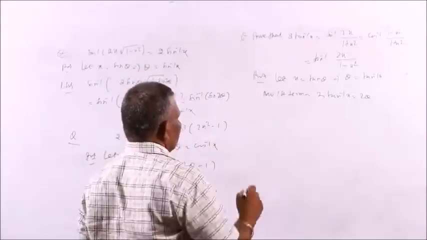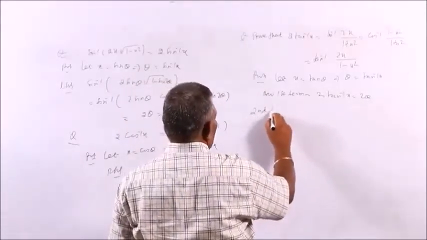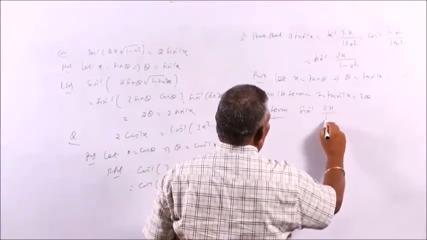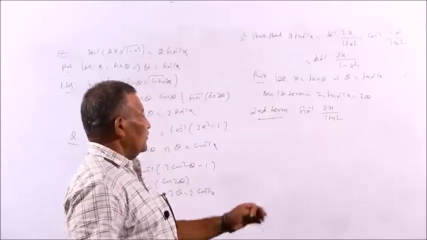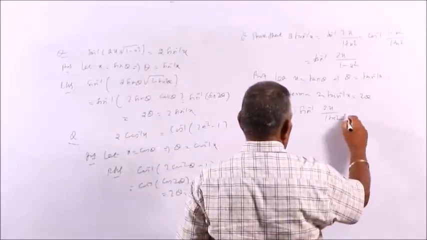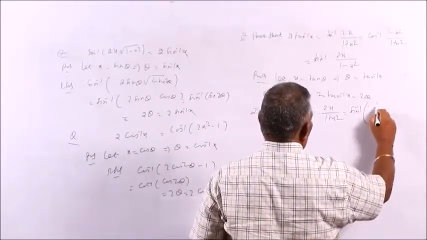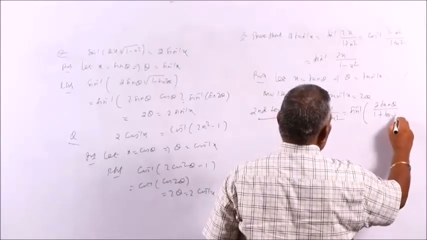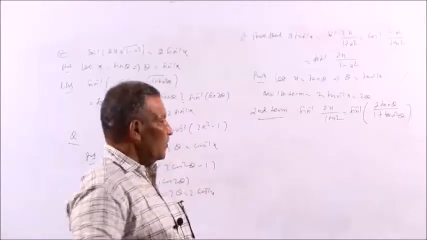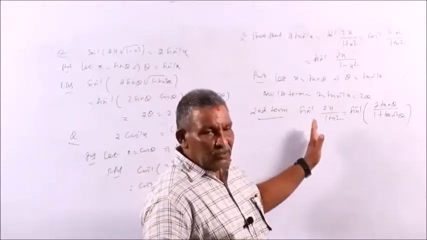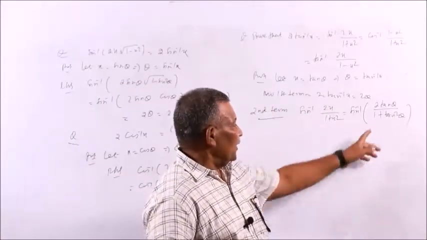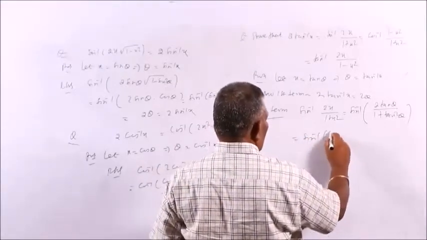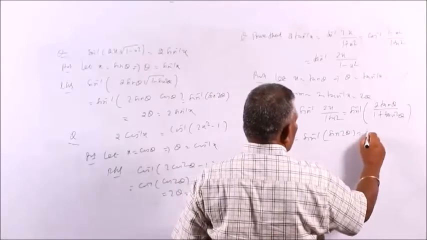Come to the second term, that is sin inverse of 2x by 1 plus x square. In place of x, let us replace tan theta: sin inverse of 2 tan theta divided by 1 plus tan square theta. You might have remembered the formula for sin 2 theta in the form of tan, that is 2 tan theta by 1 plus tan square theta, so that is sin inverse sin 2 theta, that is 2 theta.